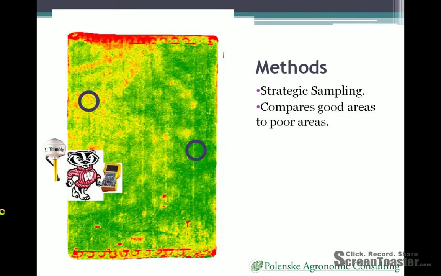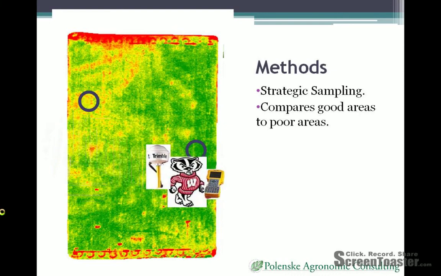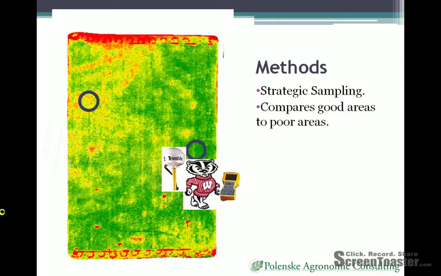Now the new method is a little bit more strategic. So we've got Bucky Badger with his GPS there, and what he's going to do is walk first to the poor area and then to the good area and grab two different samples, and then we're going to compare these good and bad areas. This air photo in the background is using the NDVI index, and with that we were able to try to pinpoint areas to scout.